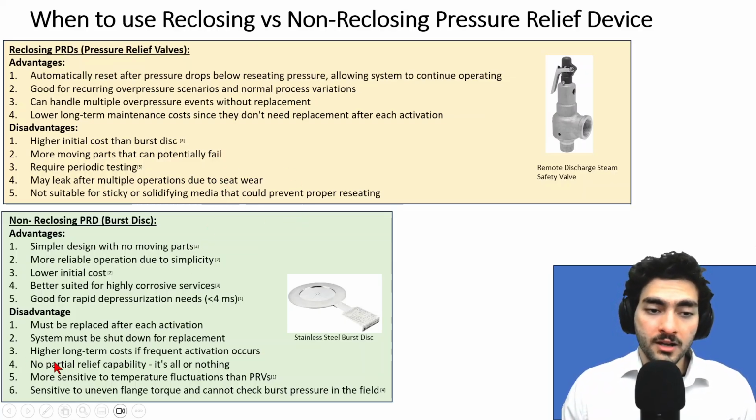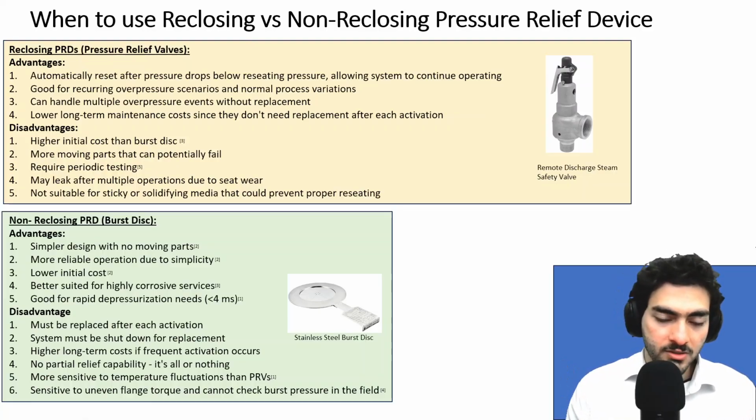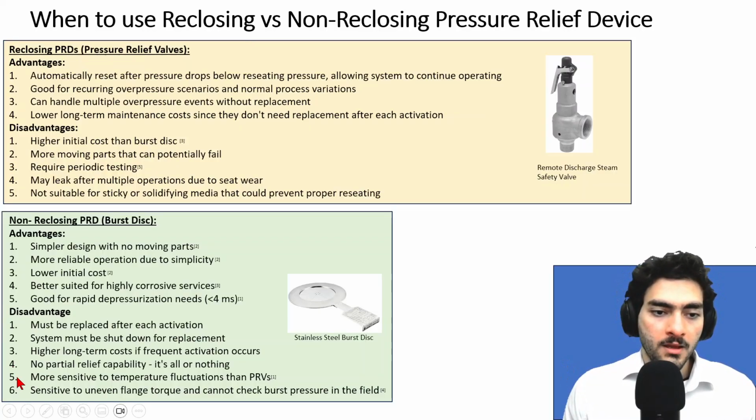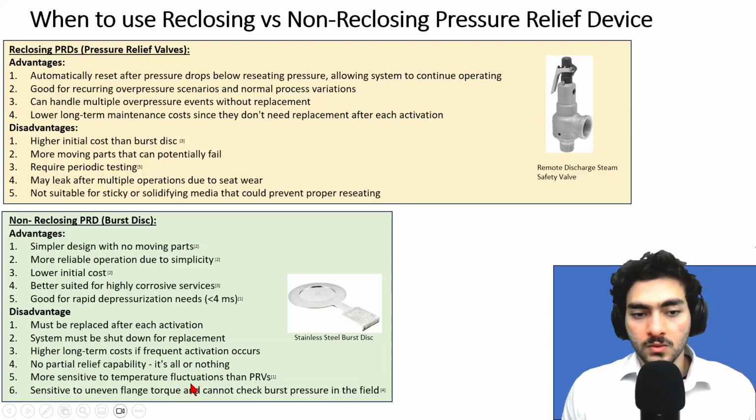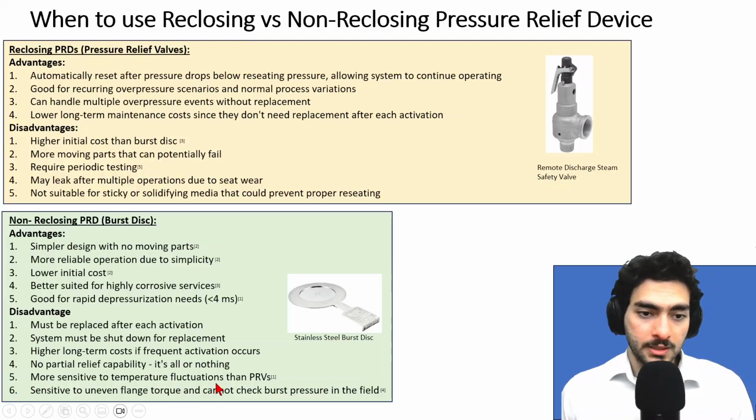They also have higher long-term costs, and that's because of frequent activation, as I just mentioned. And with burst discs, it's either all or nothing. There's no partial relief. So either it bursts or it doesn't. They're also more sensitive to temperature fluctuations than pressure relief valves.